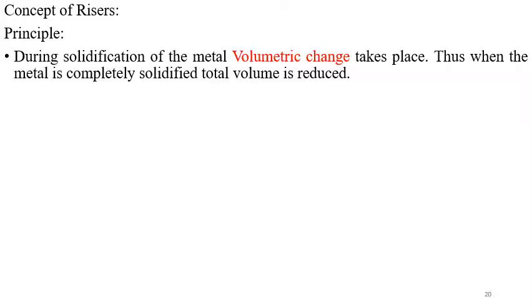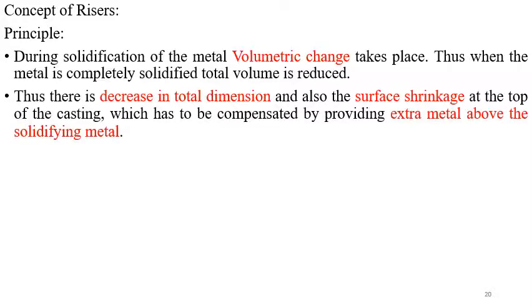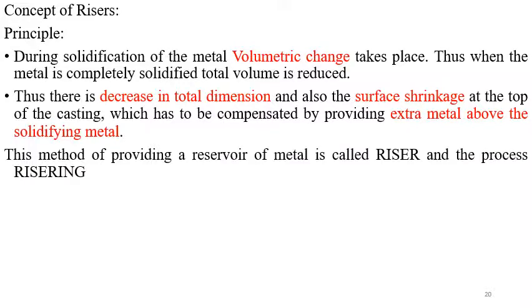Why does it take place? Due to the shrinkage of the metal, the volumetric change takes place. Thus, when the metal is comparatively solidified, the total volume is reduced. There is a decrease in total dimension and also surface shrinkage at the top of the casting, which has to be compensated by providing extra metal above the solidifying metal. This method of providing a reservoir of metal is called a riser.